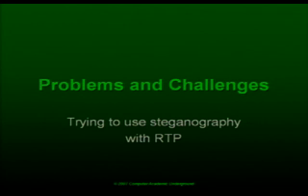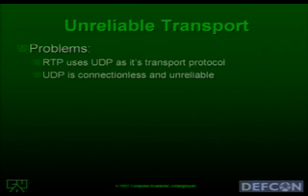So the problems and challenges I ran into trying to use steganography with RTP, probably the most significant one is that RTP utilizes UDP for its transport. UDP is connectionless and unreliable. Due to the transport, the message data that's being split across these multiple packets might arrive out of order, or some of them might not arrive at all.